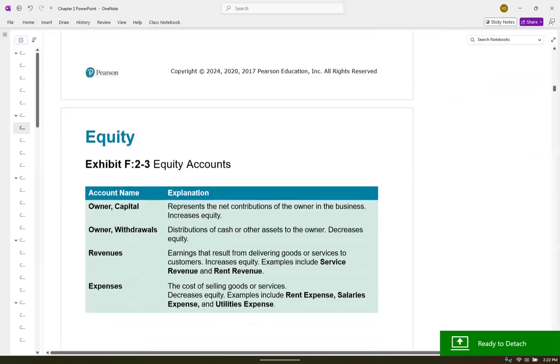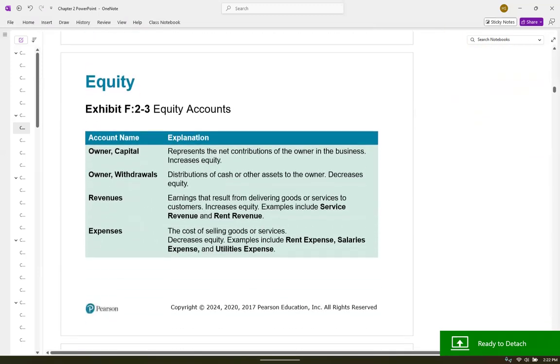Okay. Equity accounts, I'm not really a fan of them throwing revenues and expenses underneath equity. If you kind of think about equity as the umbrella, revenues and expenses, they have their own financial statement. Yes, they're not really equity accounts, but they just fall underneath the umbrella of the equity. Okay. So the owner's capital, this is where the owner put money in. The owner withdraws, that's where the owner takes money out.